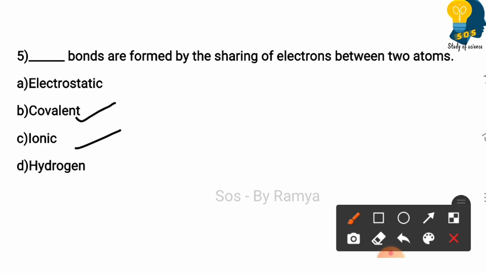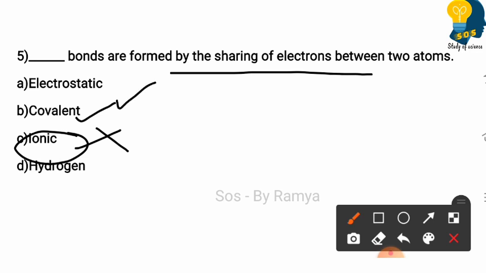What is meant by covalent bonds? See, covalent bonds are the bonds which are formed by sharing of electrons. Then what is meant by ionic? Ionic bonds are the bonds which are formed by donating and receiving. There is transfer of electrons in the ionic bond. So option C is not the correct answer. Option B is the correct answer.